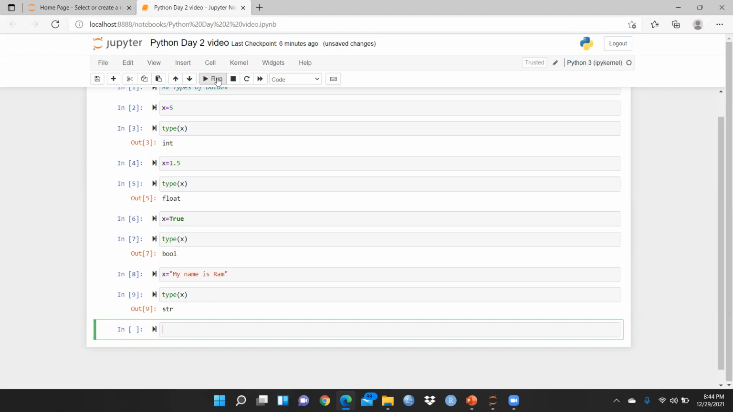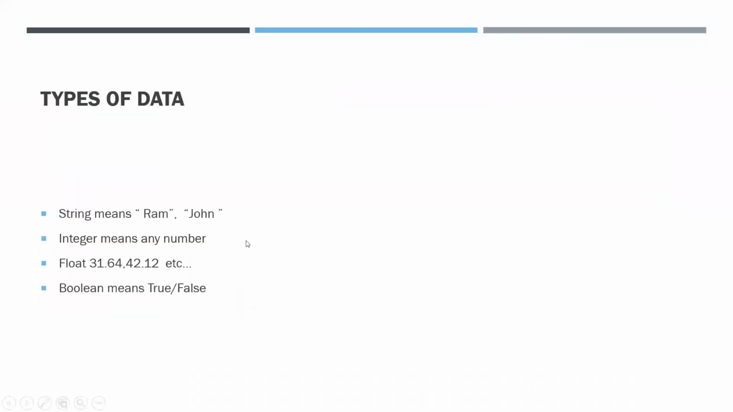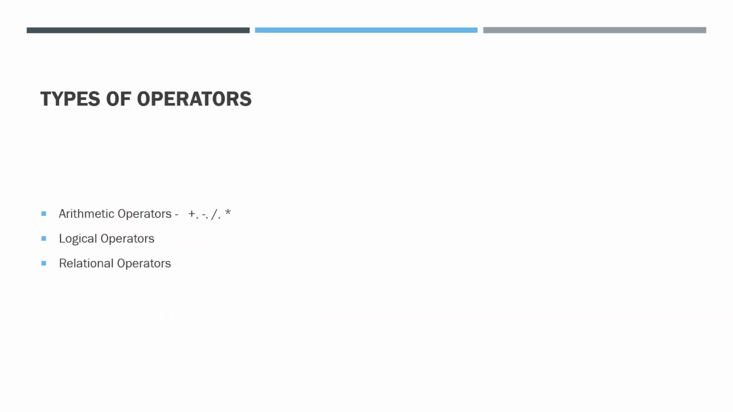So these are basically the four types of data. I had already discussed types of data in my earlier video also. String means some characters, and that is either in single quotes or in double inverted commas. Integer means any number, and floating means decimal points, like 31.64, 42.14, etc. And Boolean means true or false. Right, so you understand how we have to run this kind of data in our Jupyter notebook, or in Python.